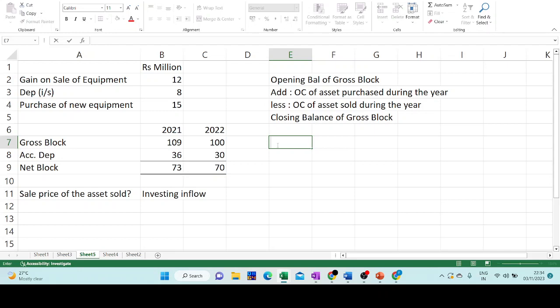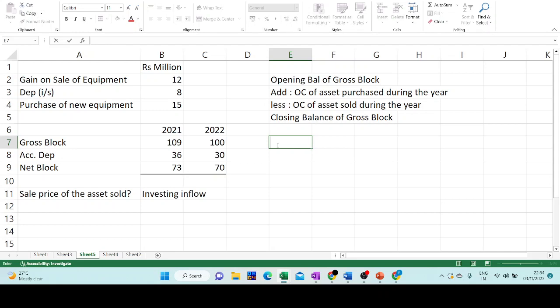The asset was purchased at 1 lakh. It has a useful life of 10 years. Salvage value at the end of useful life is 0. So, what would be the accumulated depreciation on the asset after 5 years? 50,000, because the annual depreciation expense would be 10,000. The asset has been used for 5 years, so the accumulated depreciation is 5 into 10,000, which is 50,000.